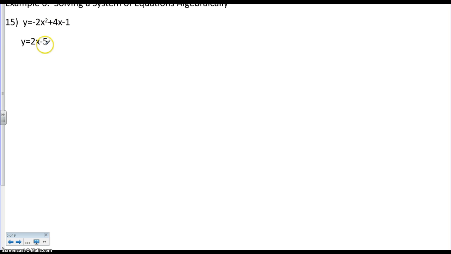Now, I could try to solve this by elimination if I wanted to, but one thing I do notice is that they both have y by themselves. Okay, and there's also a 1 in front of it, so that's always a positive thing. So what I'm going to do is try to solve this system by substitution. Because I know y equals this and y equals this, I can set them equal to each other. So my first step is to say that negative 2x squared plus 4x minus 1 will equal 2x minus 5.